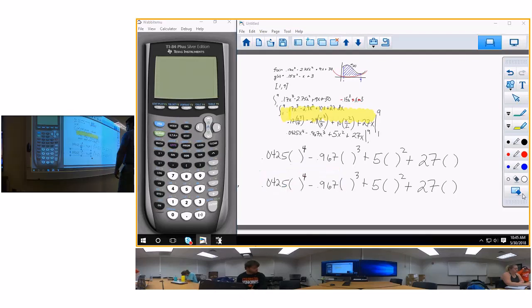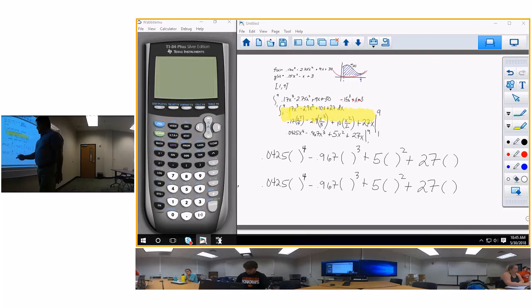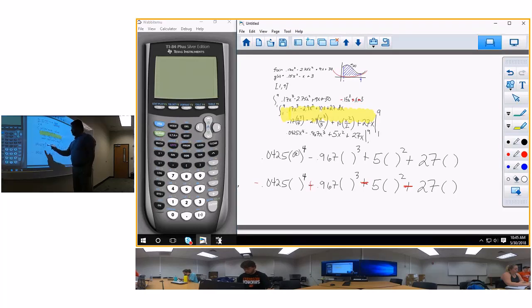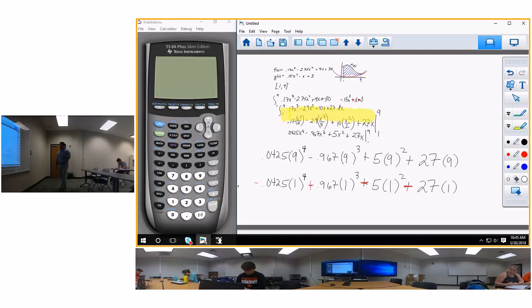Now, when you distribute the minus, it's going to make everything what? The opposite, Hubert. So that's a minus there, a plus there, a minus there, and a what? Minus there. So now I'm going to plug in everything. So I plug in a 9 here, a 9 here, a 9 here, a 9 here, and a 1 here, a 1 here, a 1 here, and a 1 there. Now, since 1 is so easy, I'm going to go ahead and do the 1.